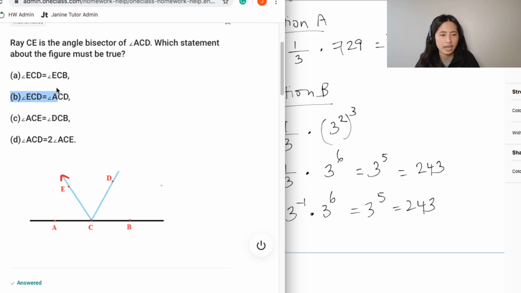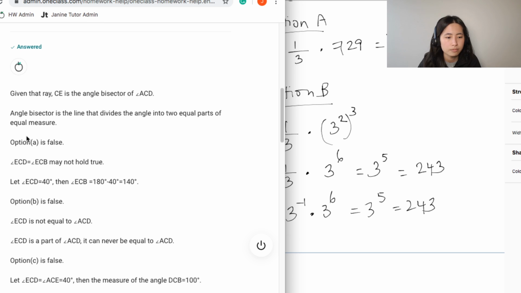And then if you look at option A, it's angle ECD. So that's over here, and then you have ECB. They're not equal to one another, right? Because ECB is larger compared to ECD, right? So that's why it's going to be option D. That's right.